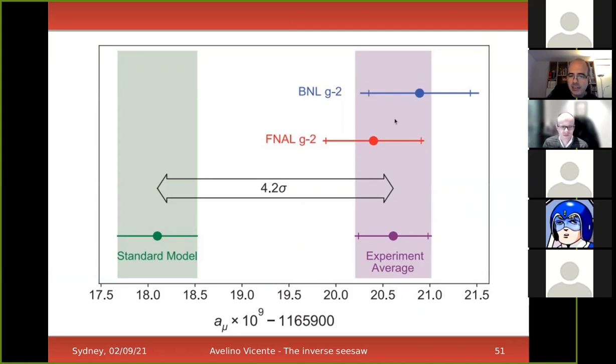This is the latest measurement by the Muon g-2 collaboration at Fermilab, that more or less matches the previous observation by the Brookhaven experiment. And they basically give you this experimental average, which is about 4.2 sigma away from the standard model prediction that is, let's say, the official prediction. Some people don't agree with this, and they think that the standard model prediction should be closer to the experimental average. Nevertheless, this has been a very popular subject in the community in the last months.